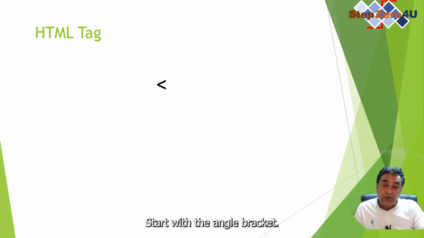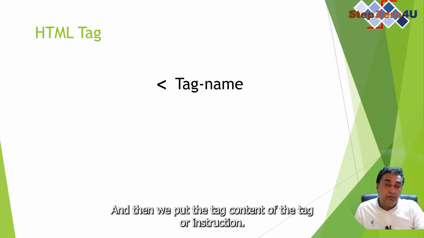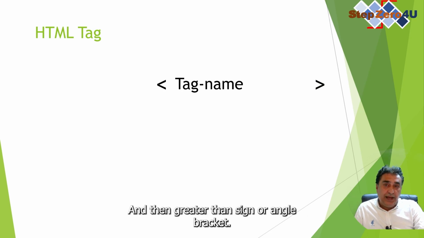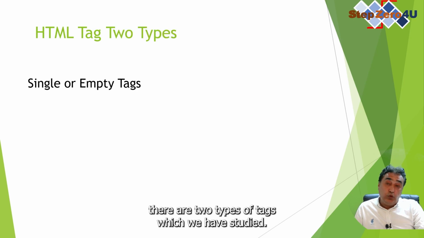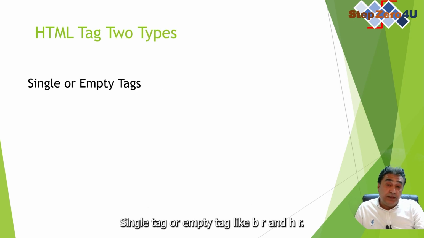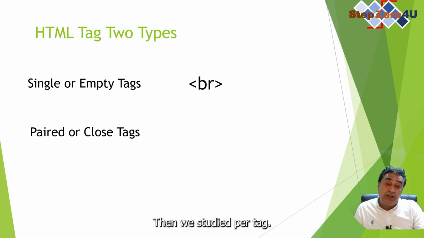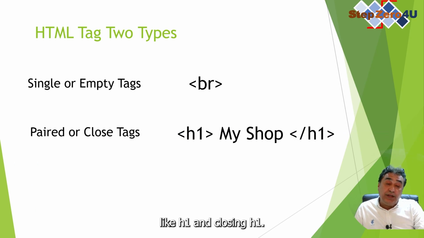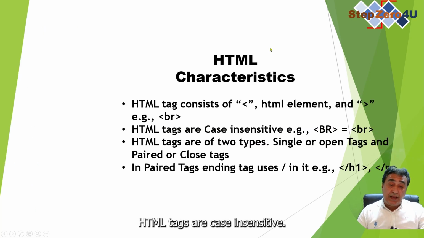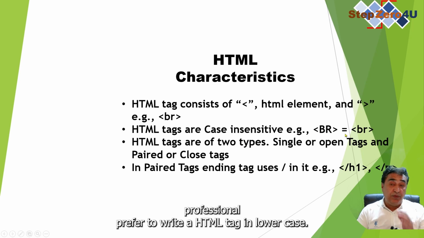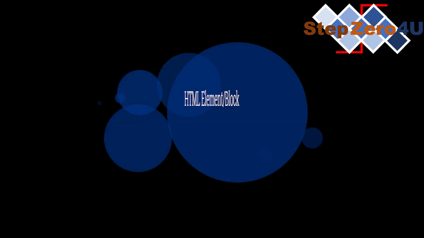HTML tag starts with the angle bracket or less than sign, and then we put the tag, content of the tag or instructions, and then greater than sign or angle bracket, closing angle bracket. There are two types of tags which we have studied: single tag or empty tag like BR and HR. Then we studied pair tag like H1 and closing H1. HTML tags are case insensitive. Professionals prefer to write HTML tag in lowercase.